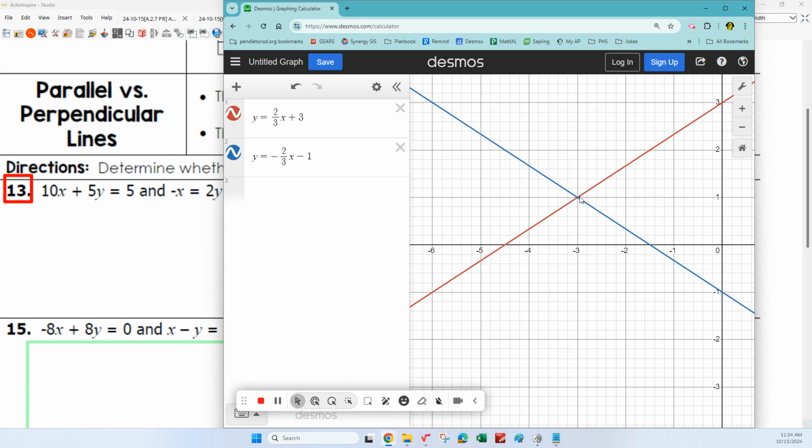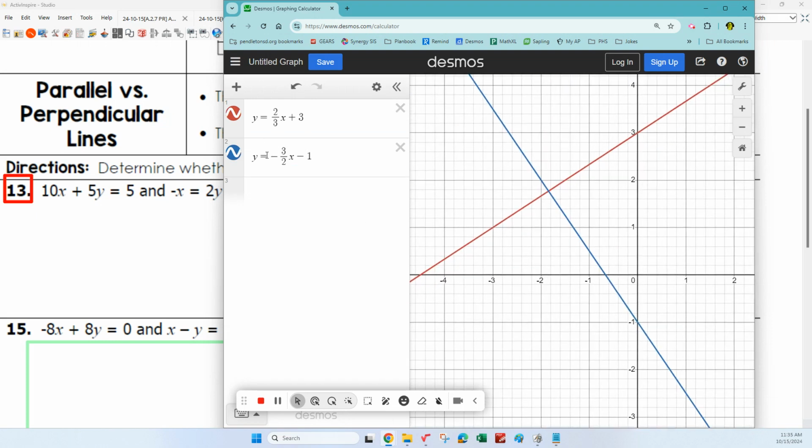Think about that. Think about the road map an ant is taking to walk on the red line. He's going to rise 2 for every 3 that he runs. If I want to do something that's perpendicular to that, yeah, it's going to be an opposite reciprocal. What if I do, aha, look at that. Those are perpendicular, aren't they? So they have to be opposites, so one line increases while the other line decreases, and the slopes need to also be reciprocals to be at 90.